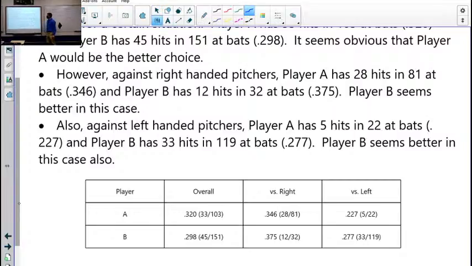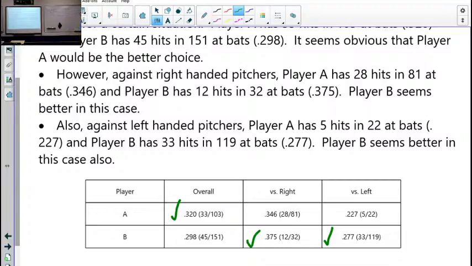So who has a better total batting average, A or B? I'm going to put green for winner. They're a winner overall. Who has a better batting average against right-handed pitchers? B. Who has a better batting average against left-handed pitchers? B. So they do better against righties and better against lefties, but they're a worse hitter overall. But look at the numbers. What's happening?